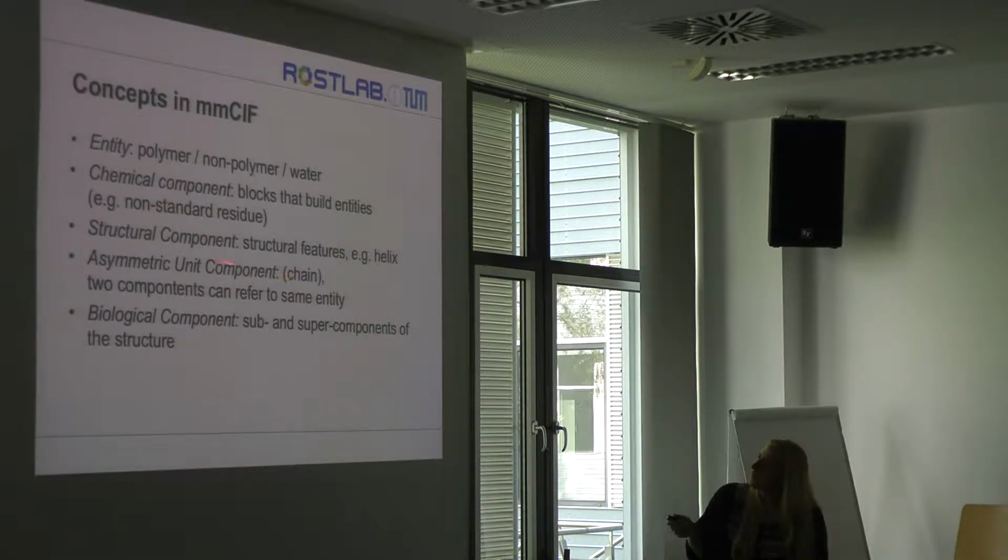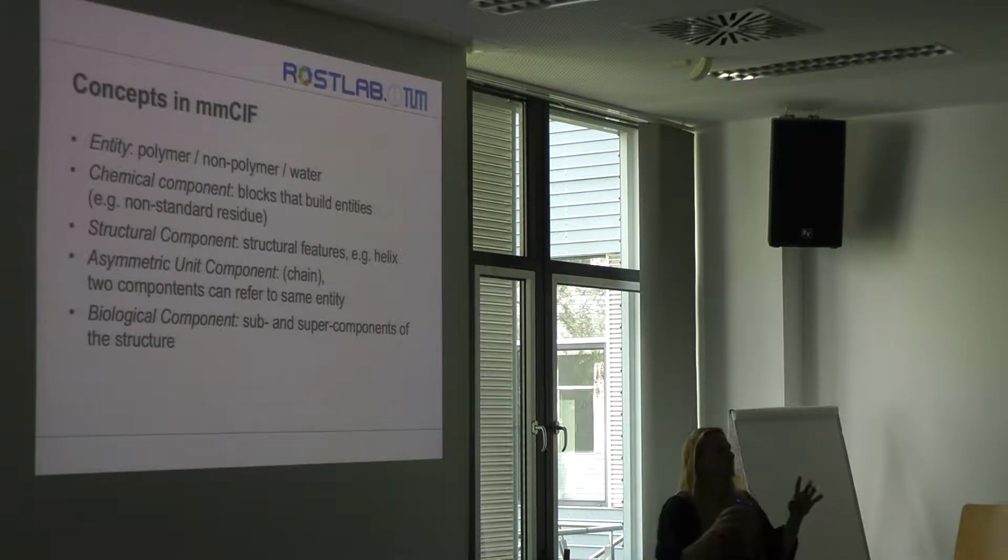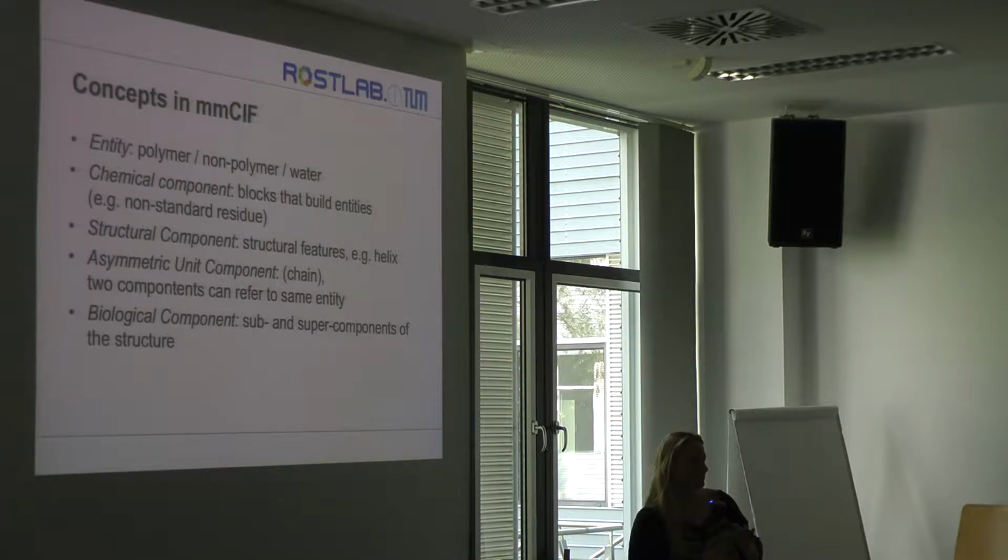You have asymmetric unit things. That is, when you have a crystal, the asymmetric unit is the three-dimensional form that builds up the crystal. So that's the form that you repeat again and again to build up your crystal. That is not necessarily the form in which the protein occurs naturally.